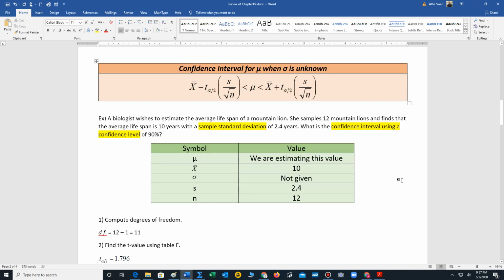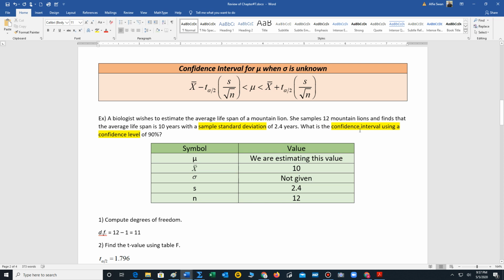So let's look at an example. A biologist wishes to estimate the average lifespan of a mountain lion. She samples 12 mountain lions and finds that the average lifespan is 10 years with a sample standard deviation of 2.4 years. So when you see sample standard deviation, that's letting us know we're working with the t-values.